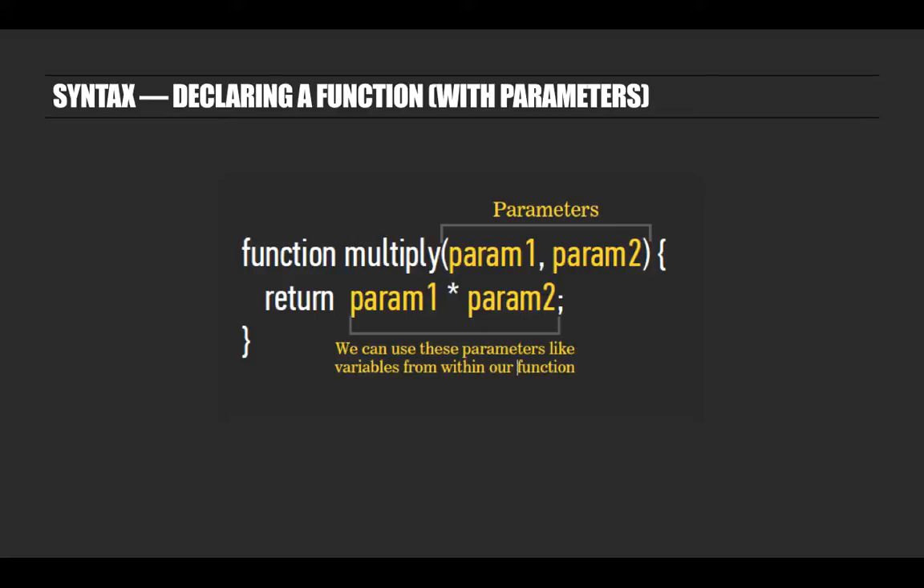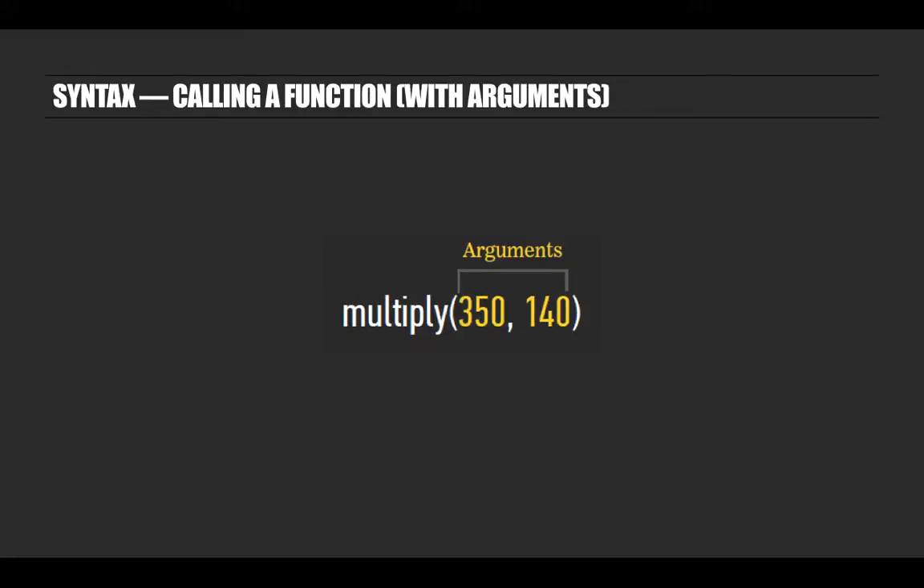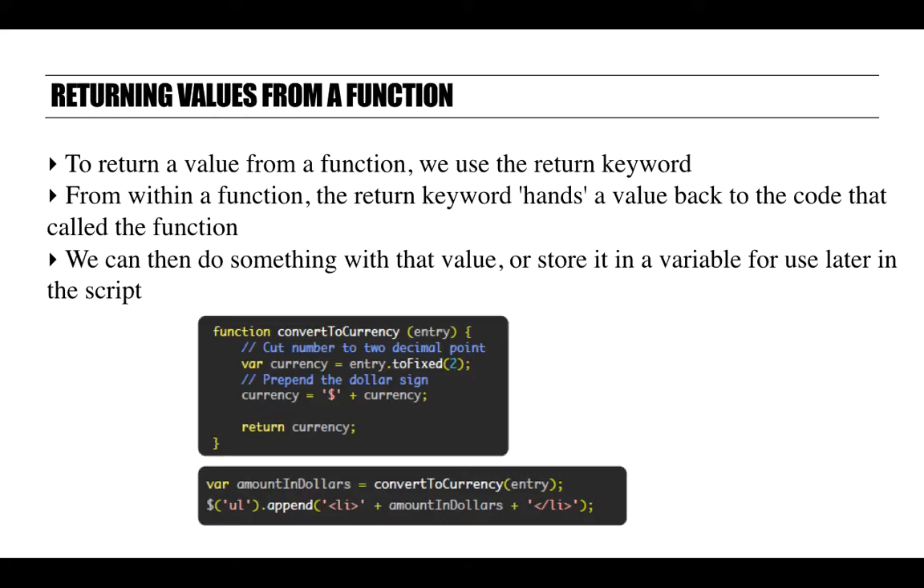So then I would say param1 times param2. And I would probably set this equal to some variable, area. And then when we actually call the function, we need to pass it the arguments. So we need to pass it the parameters to use. So in order to call this function, I would do.